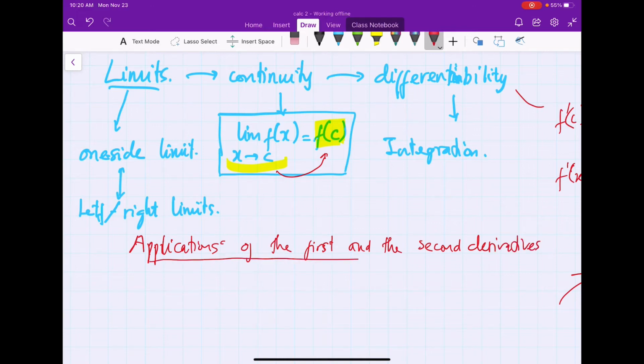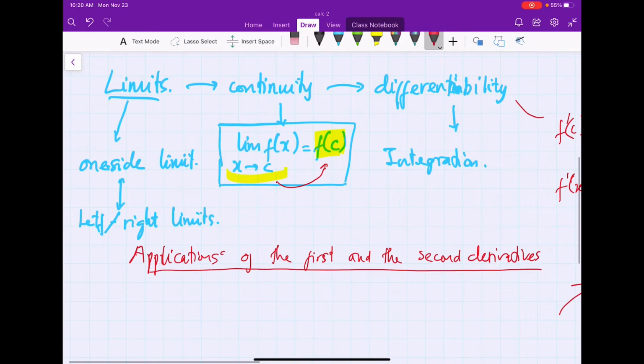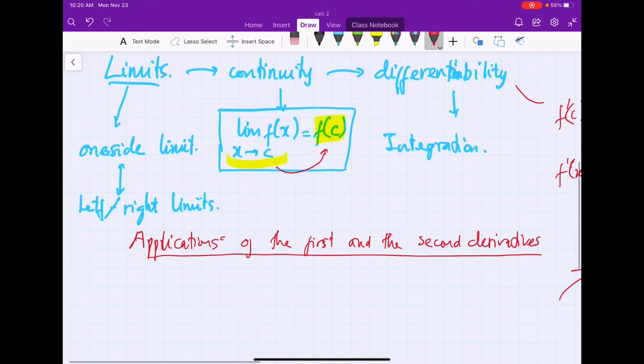I don't do a review on the differentiation rules because that is just rules, right? So we need to have an integration table and a differentiation table. I will remind you all the rules. But basically, we use rules as tools to study applications of the first and second derivatives.